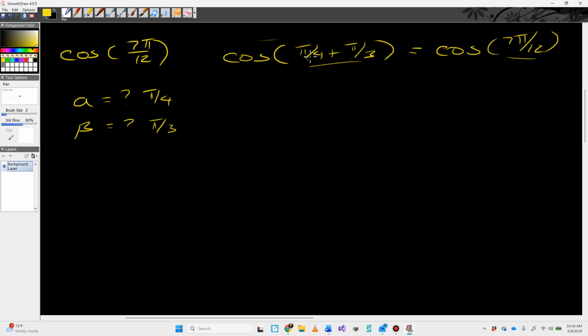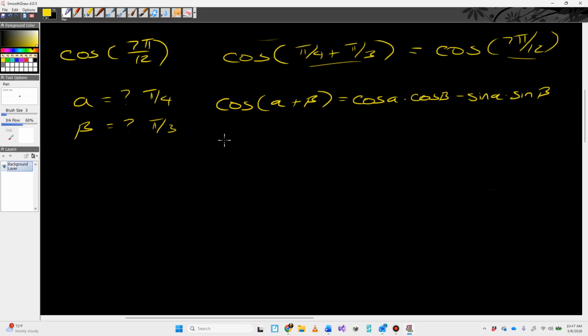Now we need to know what to do with this. And what we do with this is called a cosine sum and difference formula. And it is written in your notes. The formula for this can be written as the cosine of alpha plus beta. And this can be written in the following way. Cosine of alpha times the cosine of beta minus the sine of alpha times the sine of beta. If I'm adding two angles together, this is my formula.